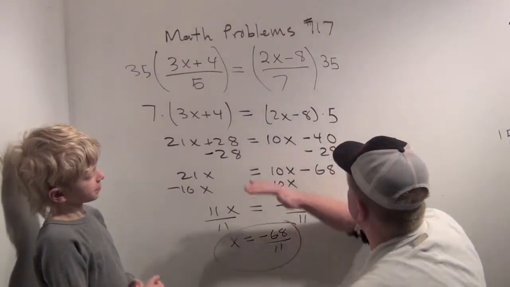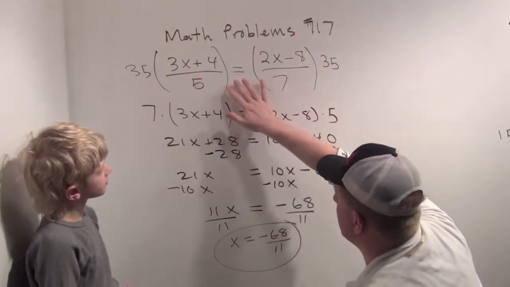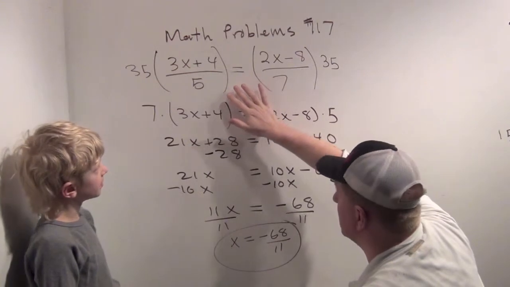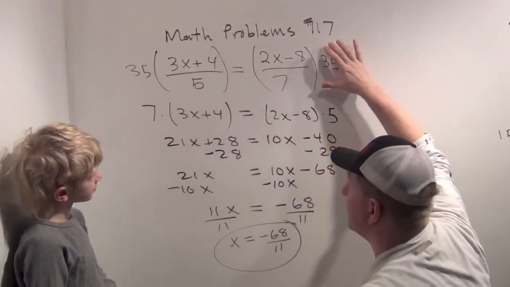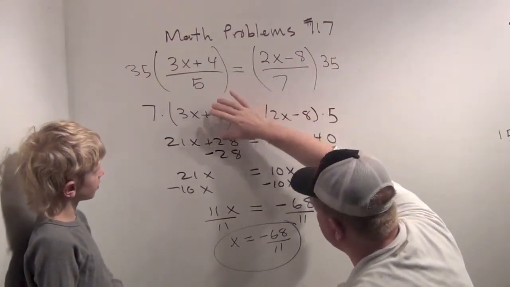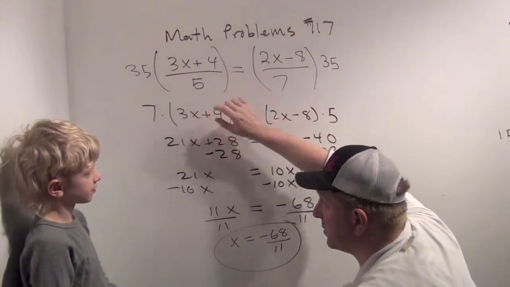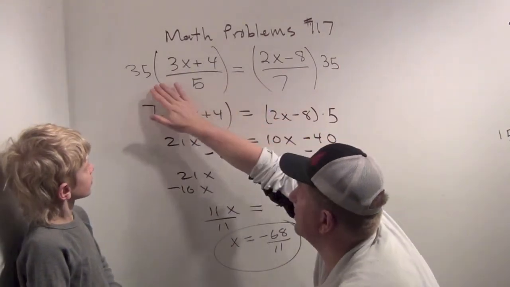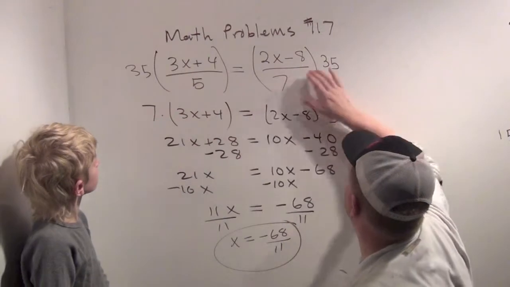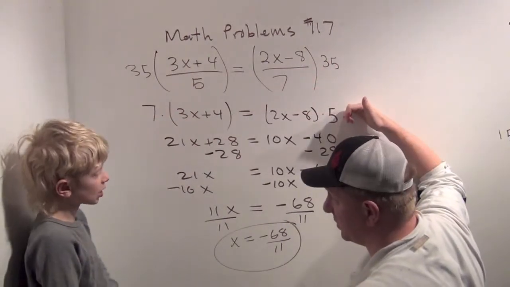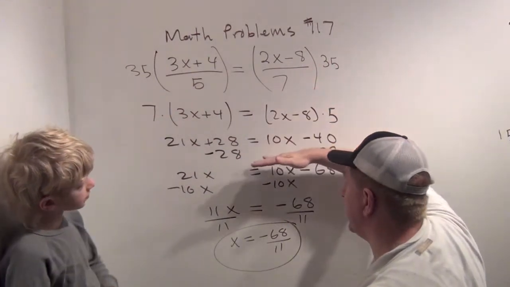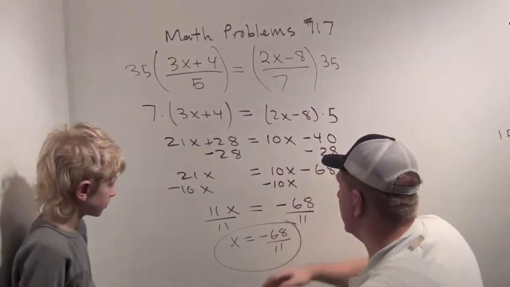And just review real quick. It's nice to get rid of the fractions. And you did a great job. You multiplied by 35. Because that multiplication is a little complicated, the first step is let's just cancel the 35 with the 5 and the 35 with the 7. So that makes our life a little easier. And then we just simplify, just like we've been doing all the way through, and we get x equals minus 68 over 11.